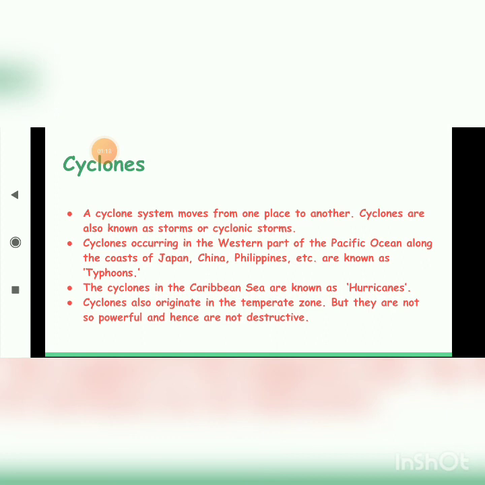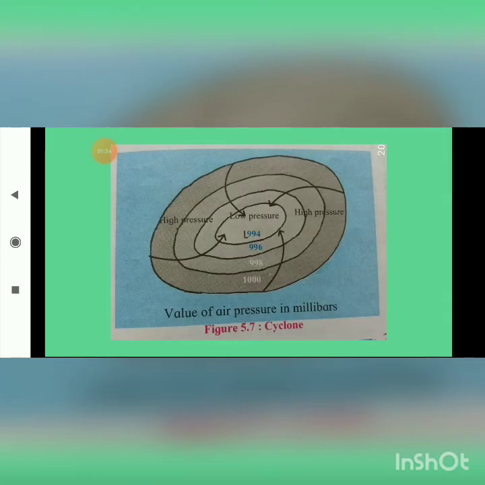Cyclones occurring in the western part of the Pacific Ocean along the coast of Japan, China, Philippines, etc. are called typhoons. The cyclones in the Caribbean Sea are called hurricanes. Cyclones also originate in the temperate zone, but they are not so powerful, hence they are not destructive. Here you can see the image of figure 5.7, which is a cyclone.